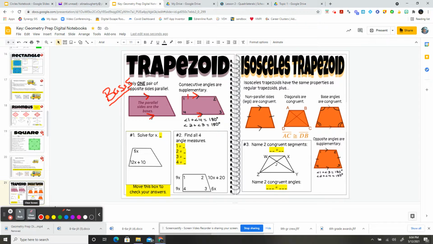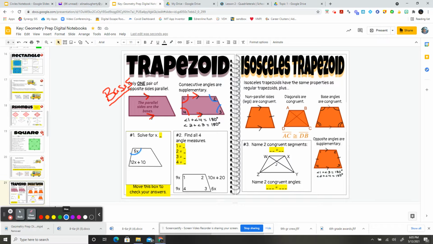Consecutive angles from those bases are supplementary. So 1 and 4 are going to be supplementary, and 2 and 3 are going to be supplementary. Now, sometimes those are right angles, and that's going to make a right trapezoid. So let's see what we know about this.